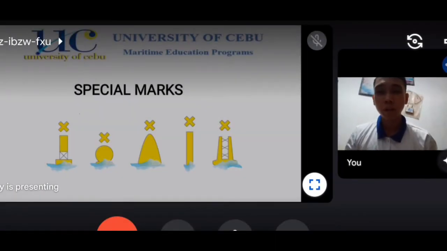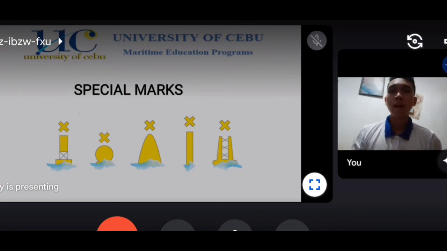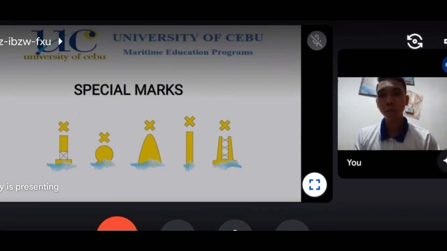Good day to each and everyone. I am Decadat Vence Audrey Cañete, and now we will be talking about special marks. So, as you can see, here are some examples of special mark buoys. And as you observe, it utilizes the symbol X with the color yellow. Now, let us proceed to defining the special marks.